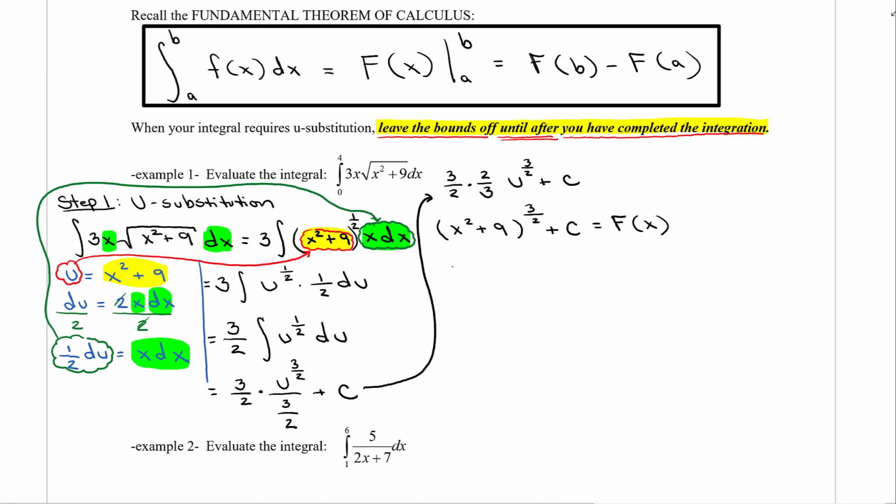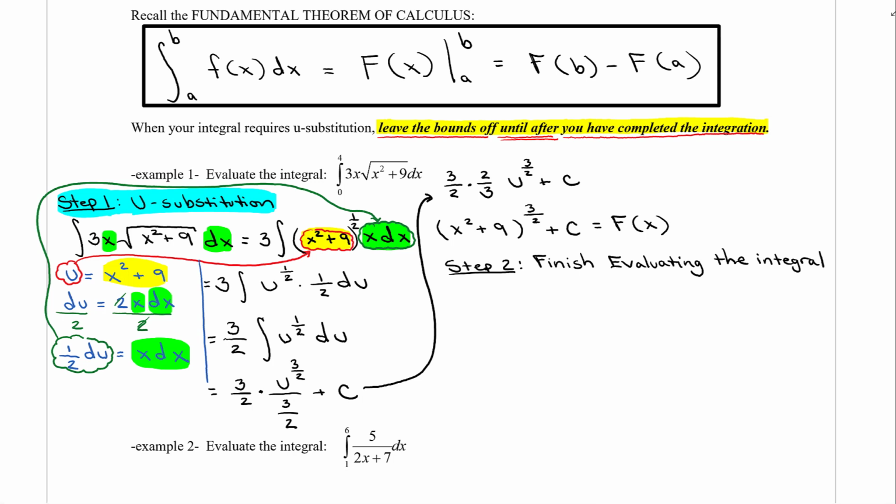So now step 2. Step 1 was the U substitution part. I've gone back and highlighted that step 1 U substitution in blue so that you realize that this is now a second part. And now for our step 2, we need to go back and evaluate this with our bounds. So now let's go back and look at this. For step 2, I'm going to write finish evaluating the integral. Before I write anything down, I'm going to highlight in blue the step 2 part so it stands out.